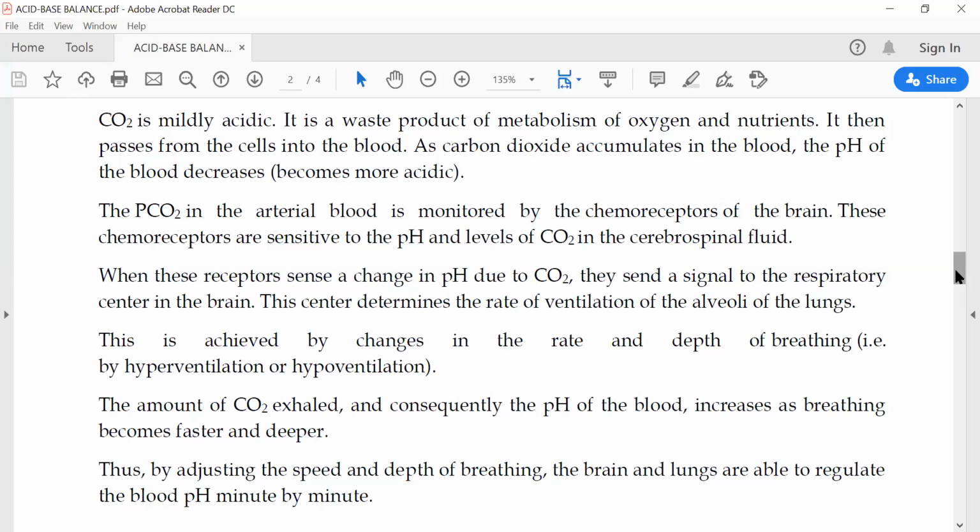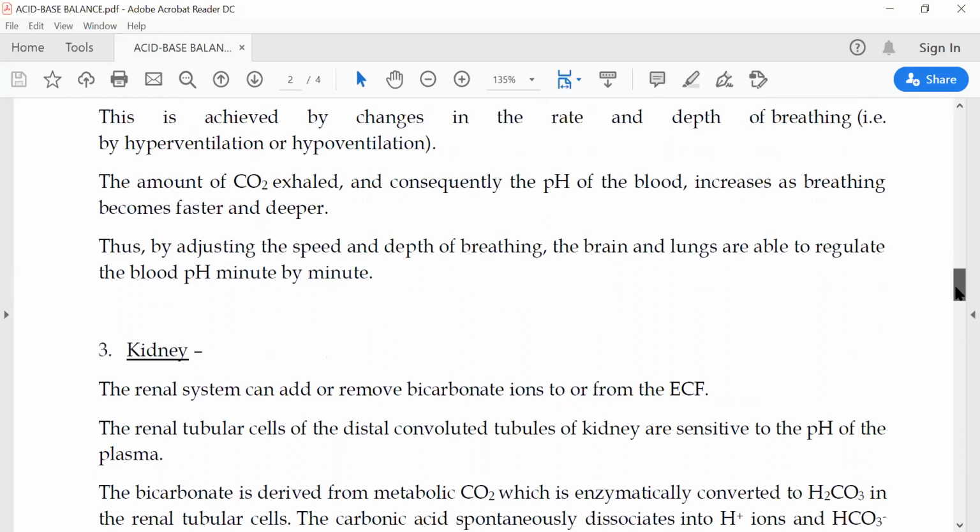Did you understand? If the carbon dioxide accumulates in the body, what is going to happen? A signal is sent to the chemoreceptor. The chemoreceptor gets activated and sends a signal to the respiratory center of the brain. Then the brain gives a signal that we have to increase the ventilation. That means we're going to increase the removal of carbon dioxide from the body so that we can maintain the pH of our system. So this was the respiratory system involved in maintaining the pH of our body.